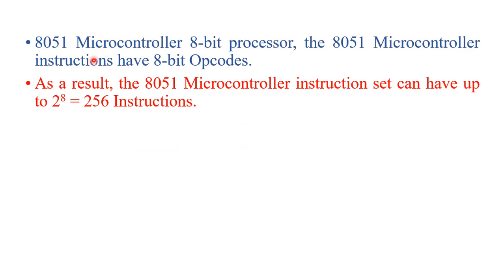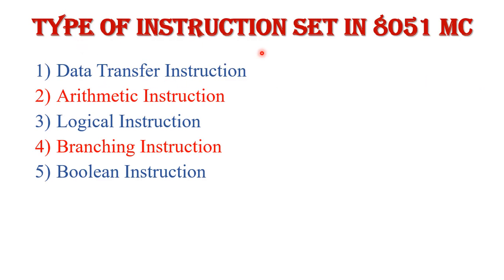Now we know that the 8051 microcontroller is basically an 8-bit processor. So the 8051 microcontroller instructions have 8-bit opcodes. So the 8051 microcontroller instruction set can have up to 2 raised to the power 8, which means 256 instructions.